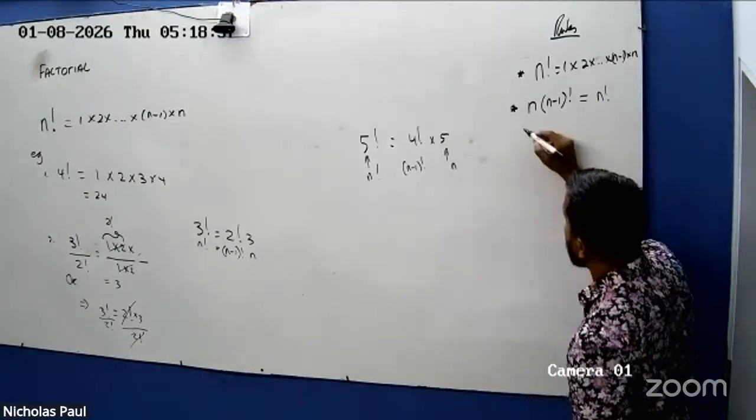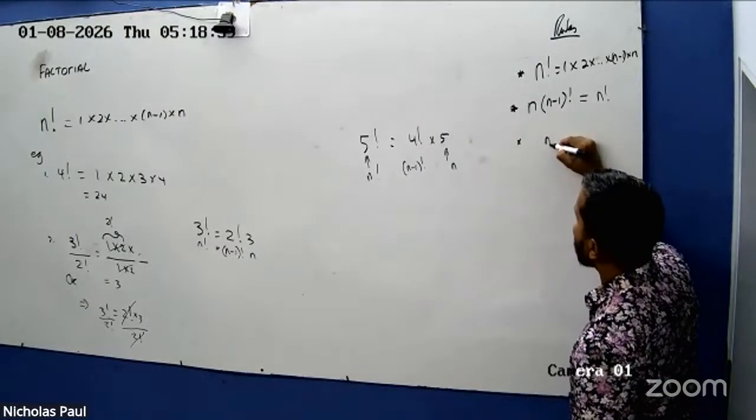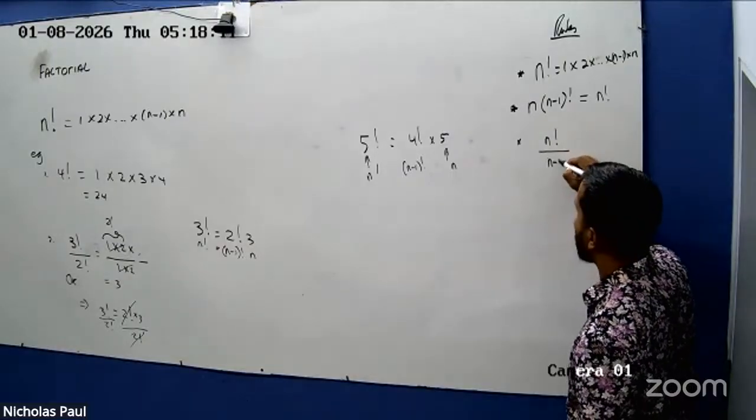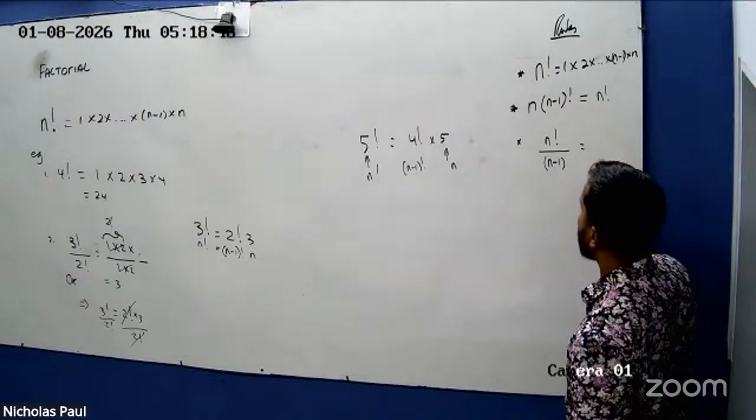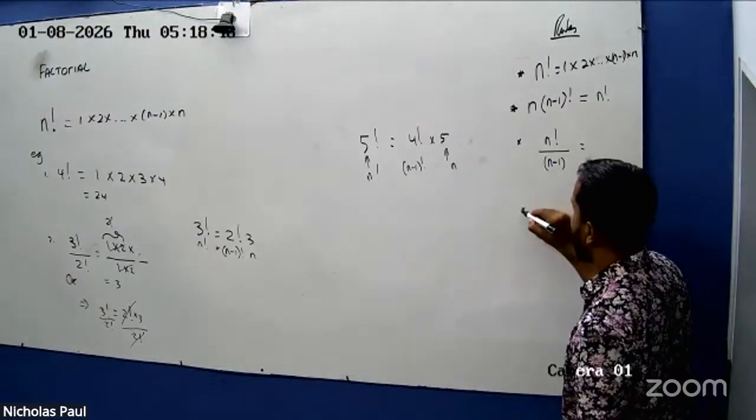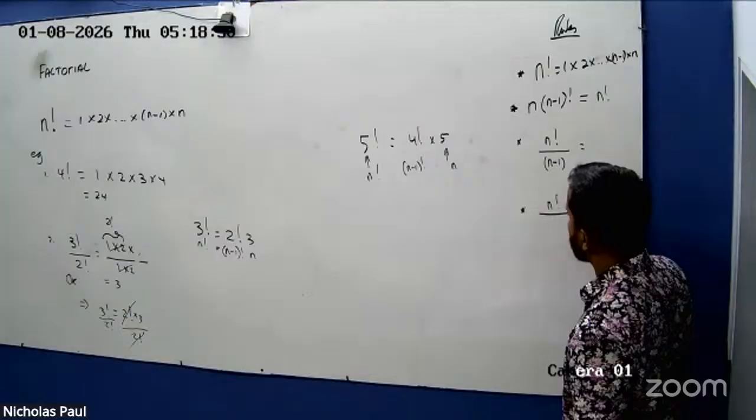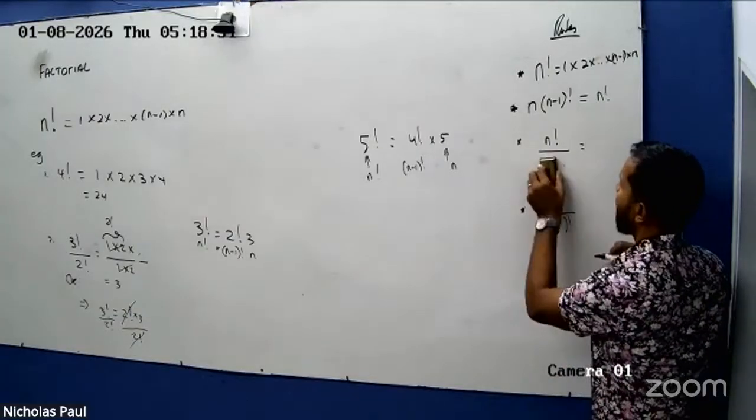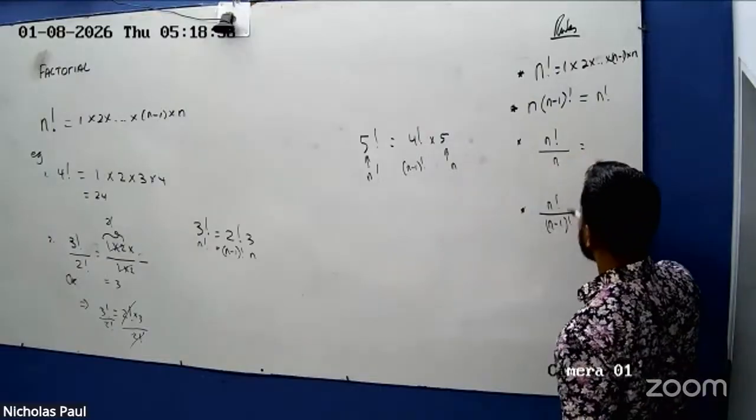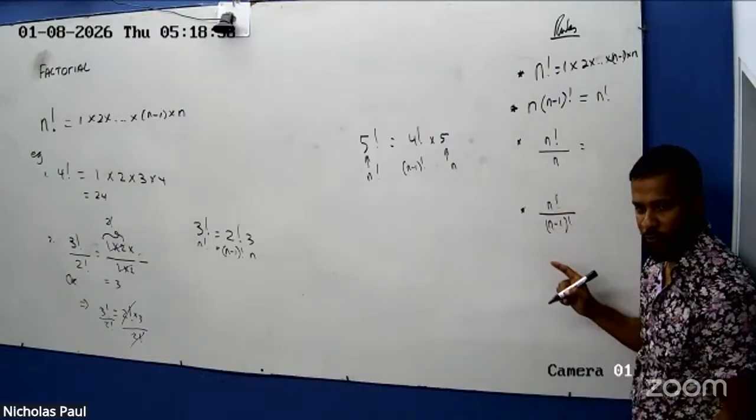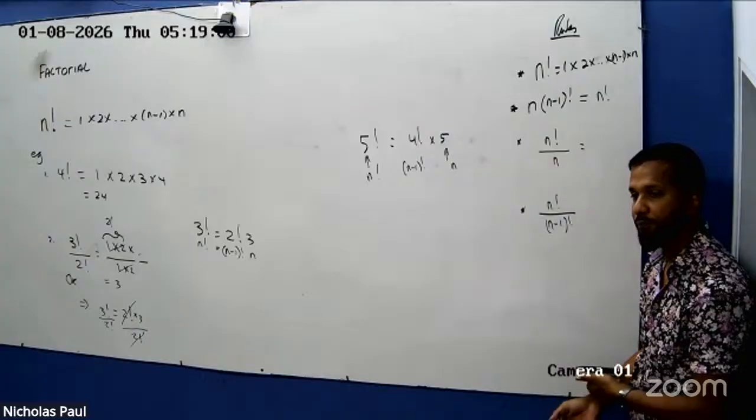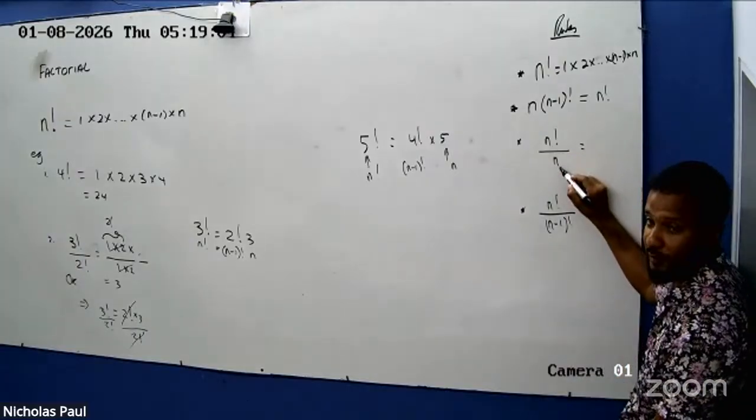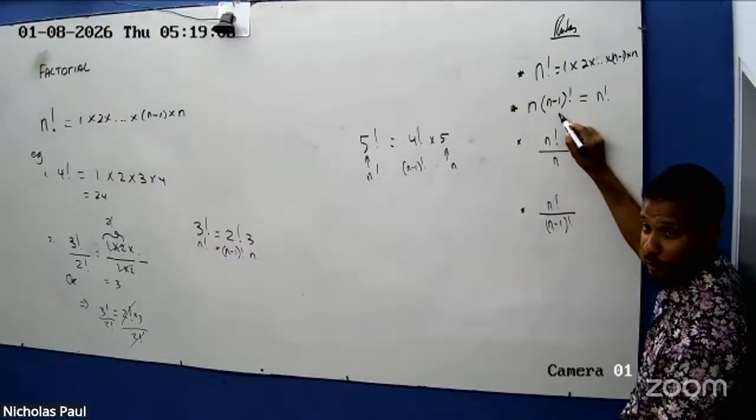What about n factorial divided by n? Sorry, I meant n. What do you think is 3 and 4? So n factorial over n is what? It is n minus 1 factorial.